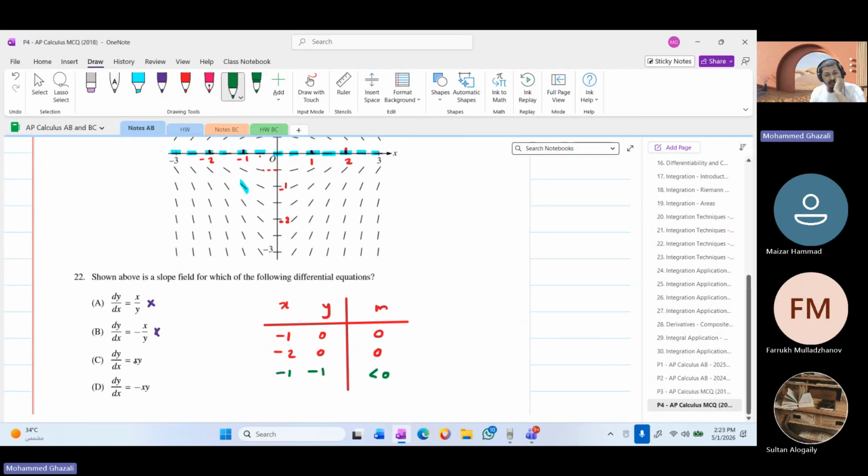-1 times -1 is positive, so it can't be C. Excellent. The answer is D. See how easy it is to find slopes, slope fields. Easy.